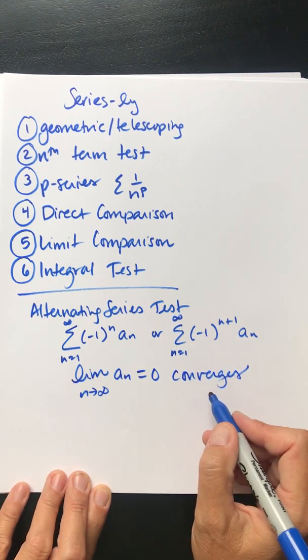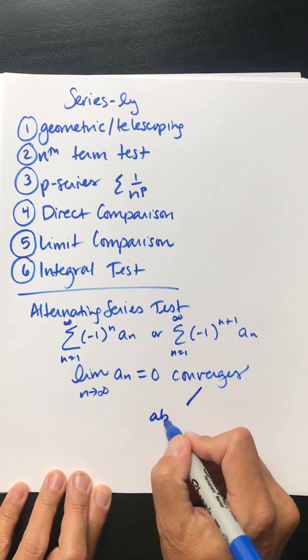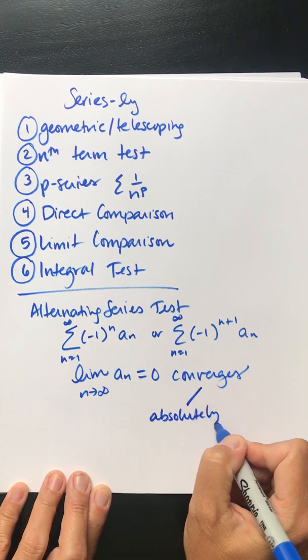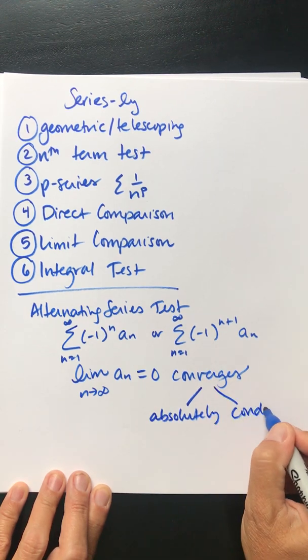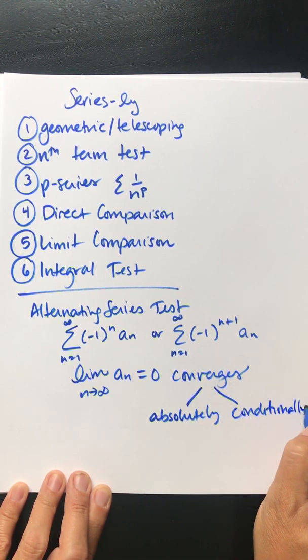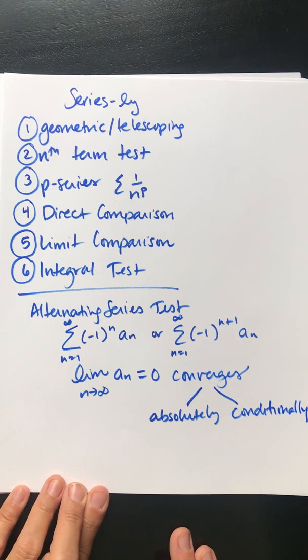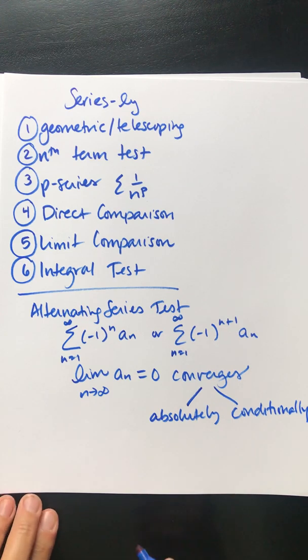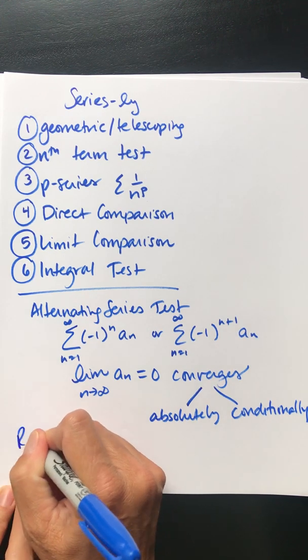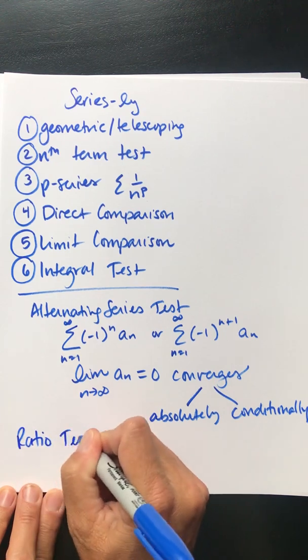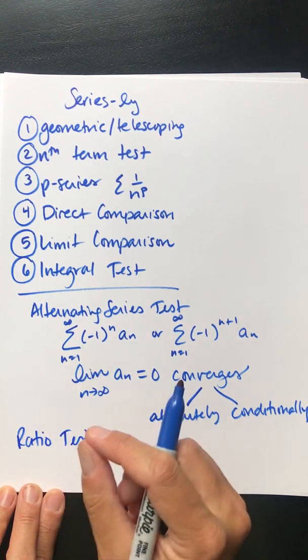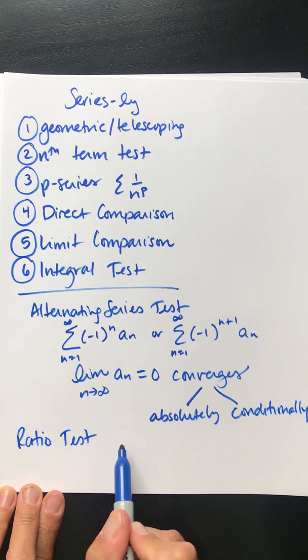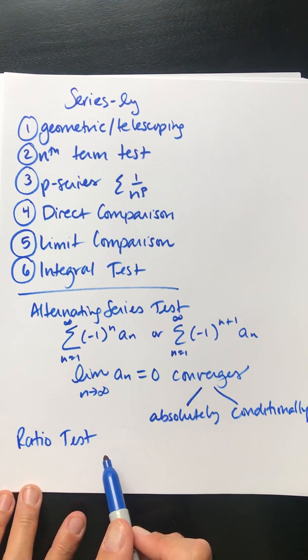Then we have to decide, does it converge absolutely or conditionally? Then we introduce the idea of two tests that either converge absolutely or diverge. So we have the ratio test, which looks at the ratio of the next term to the previous term. This is really good when we have factorials or exponents.